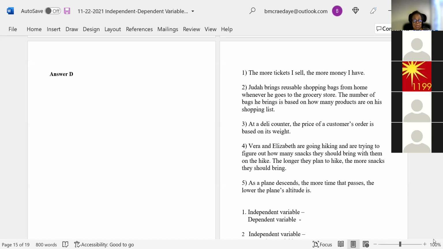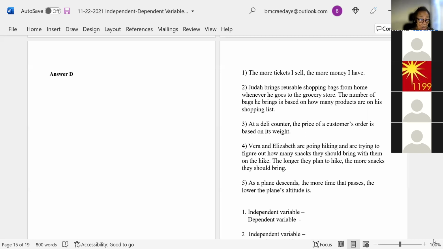And number three, you're buying at a deli and your price is dependent on the weight. So which one is independent? Which one is dependent? The price of the order or the weight of the order? Which one is independent? Which one is dependent?